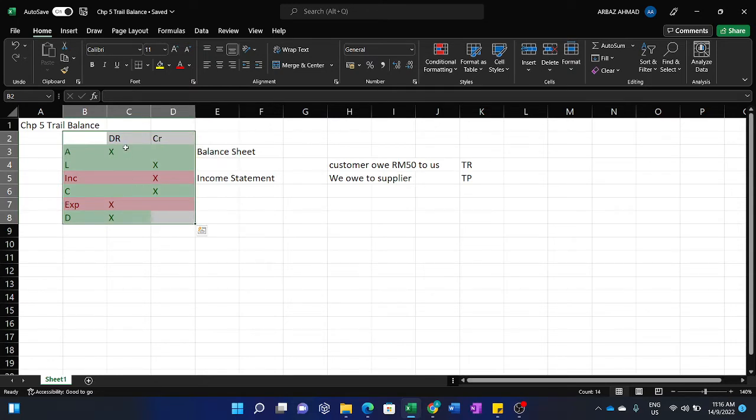The basic concept you should really know is that you are going to debit the assets, credit the liability, credit the income, credit the capital, debit the expense, and debit the drawings.